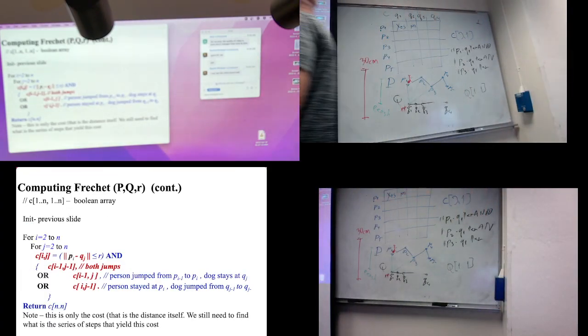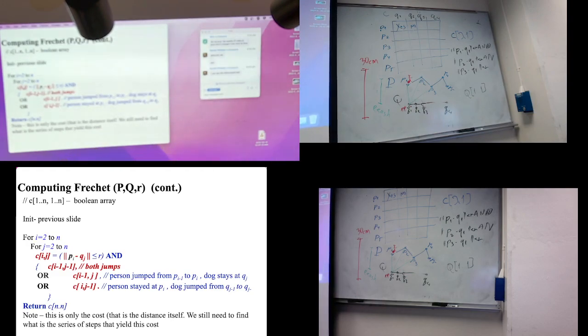I gave you a long, long speech about the whole algorithm. Let's see what's the code of this algorithm. Very typical to dynamic programming. The code of the algorithm is so simple. The init was on the previous slide. For i goes from 2 to n, for j goes from 2 to n. Cij is, what should be the condition? What should be sufficient for me to write that Cij is true, is yes.